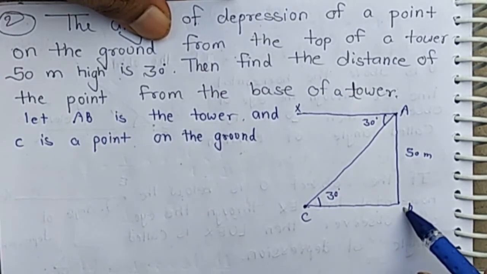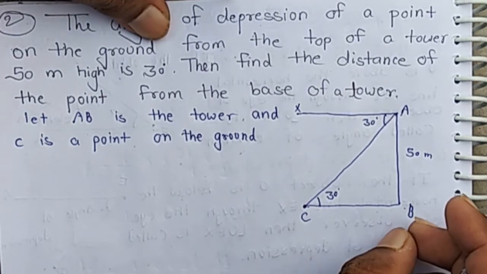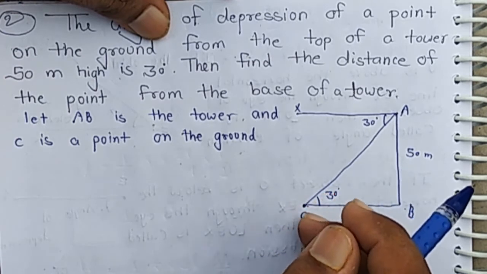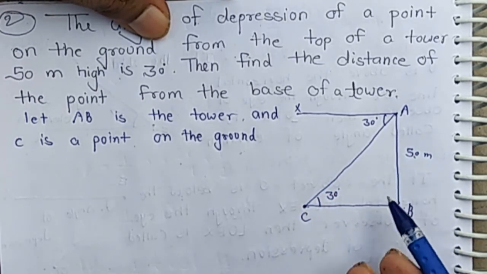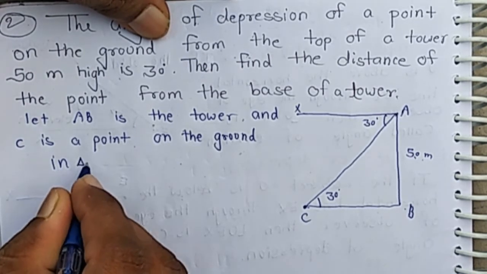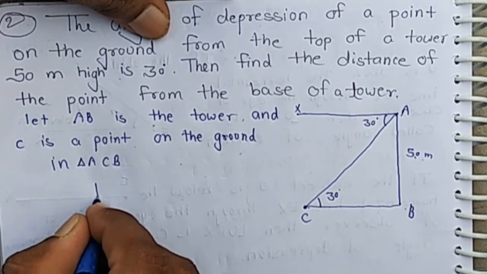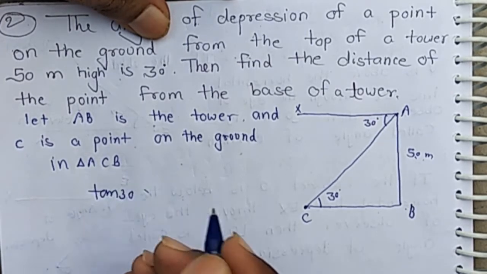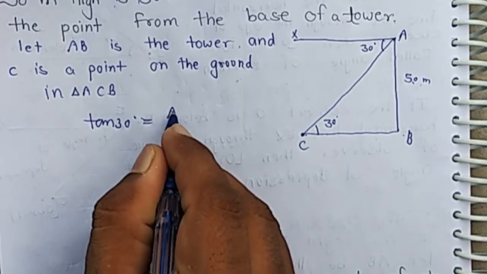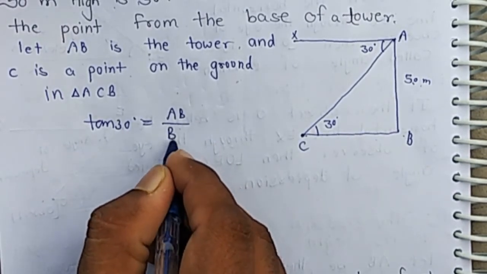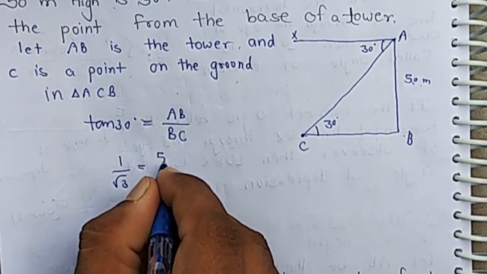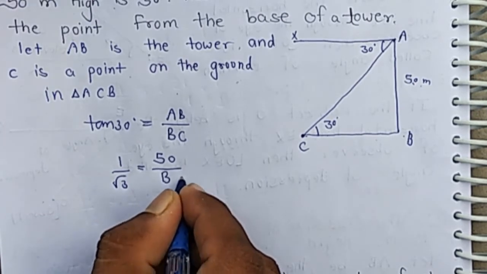Find the distance of the point from the base of the tower. The base of the tower is B, and we have to find the distance between the base of the tower and point C. Then we apply tan theta equals perpendicular upon base. In triangle ACB, tan 30 is perpendicular upon base. The value of tan 30 is 1 by root 3. AB is 50 and the base is BC.